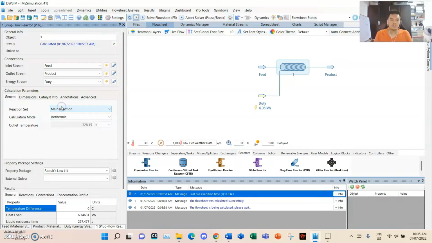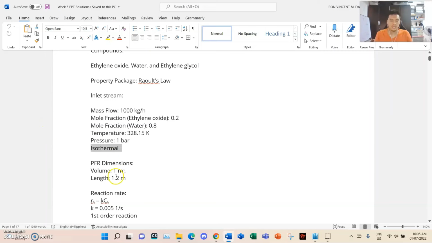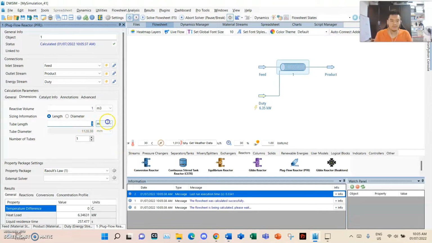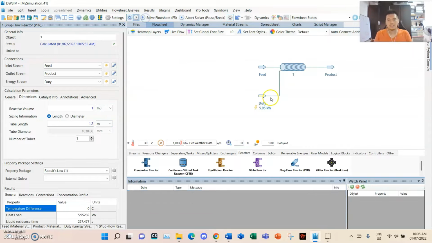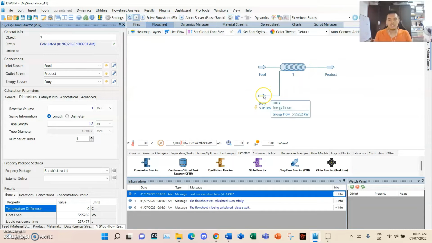So the reaction is the main reaction. We already specified it earlier. And then the dimensions, according to here, the volume is 1 cubic meter, and the tube length or PFR length is 1.2 meters, and that is essentially it for the details. So for the duty, it seems that energy needs to be given to the PFR. This means that the reaction is endothermic in nature since it absorbs heat. Thereby when we touch it with our hands, it feels cold since it absorbs heat from our hands.